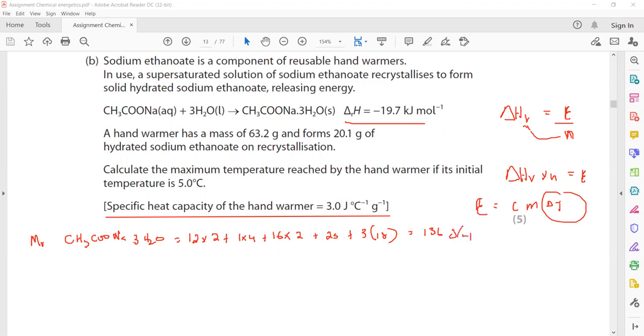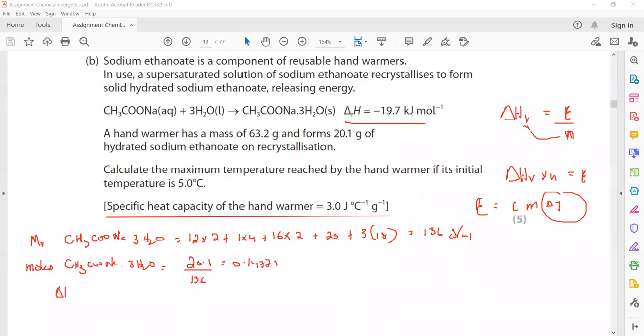Then moles of hydrated sodium ethanoate. So moles equal mass in gram divided by molar mass. The mass in gram for hydrated is 20.1, and the molar mass is 136. So we'll get the moles, which will come out as 0.14779.